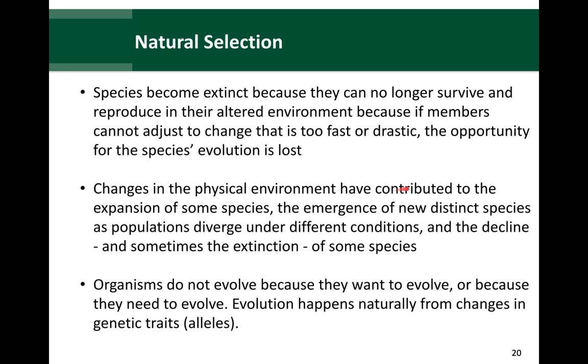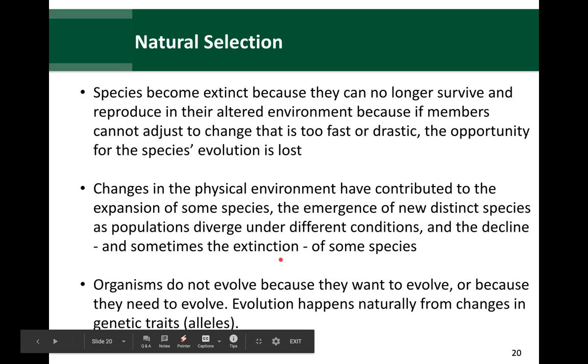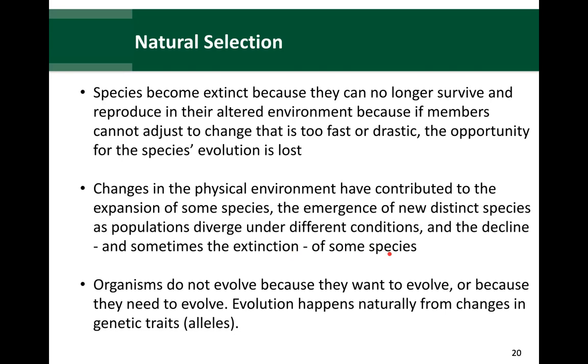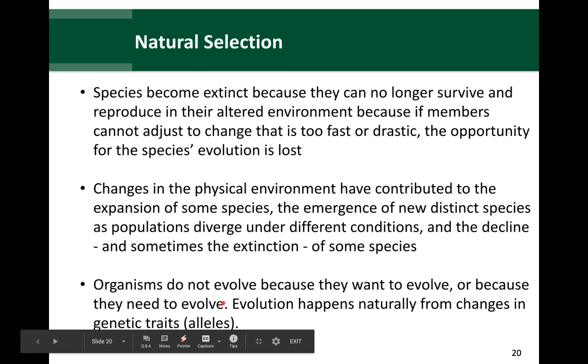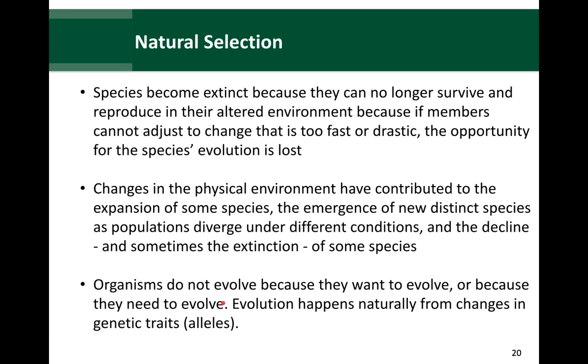Changes in the physical environment have contributed to the expansion of some species, the emergence of new distinct species as populations diverge under different conditions, and the decline and sometimes the extinction of some species. And importantly, organisms do not evolve because they want to evolve or because they need to evolve. Evolution happens naturally from changes in genetic traits or alleles. And we will be coming next to talking about how changes in the genetic traits happen over time.